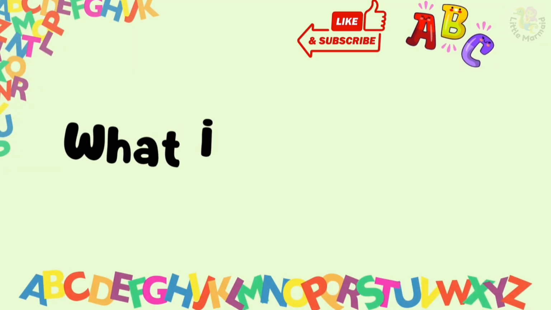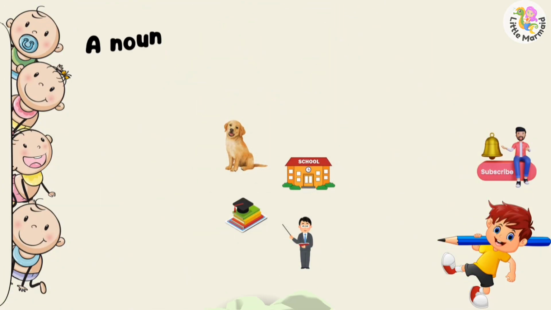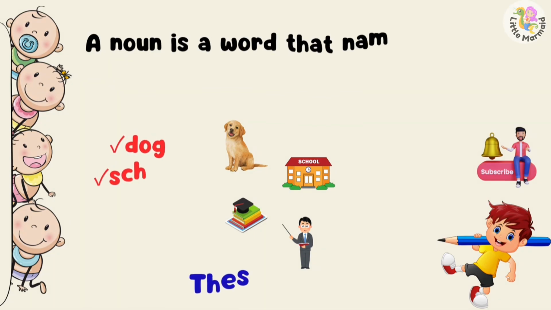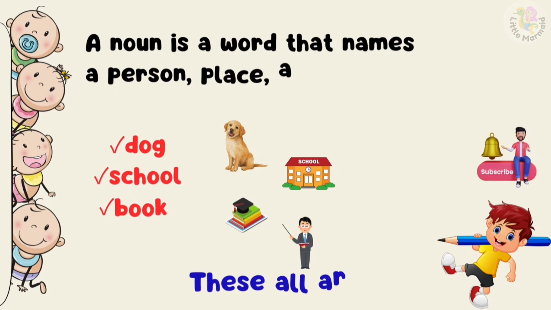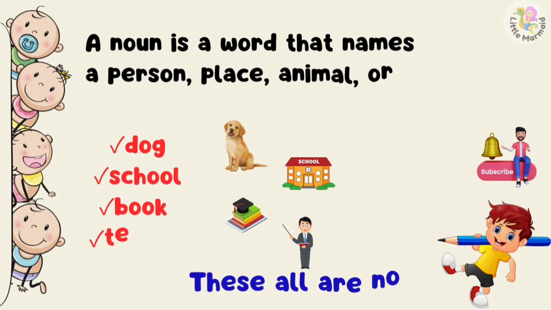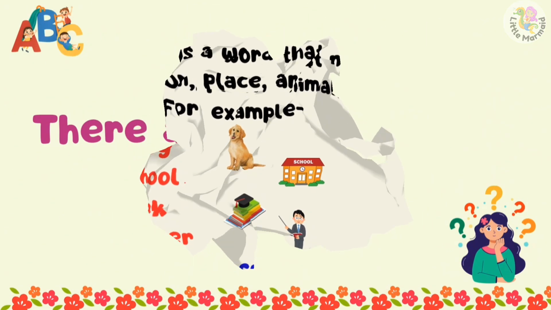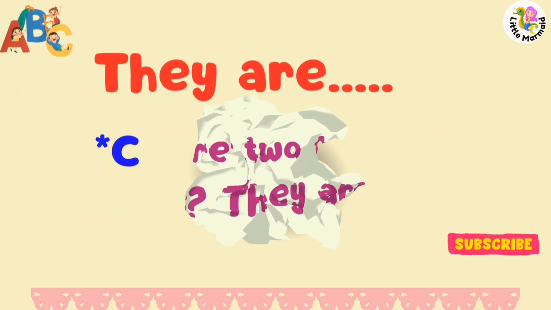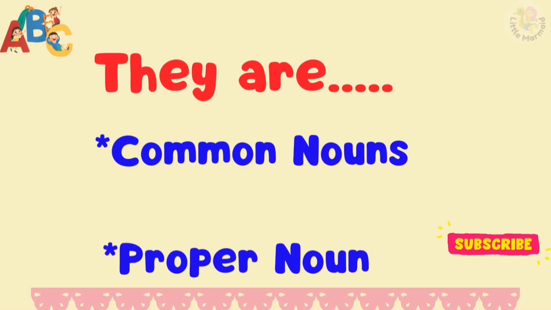First, let's start with noun. Do you know what a noun is? A noun is a word that names a person, place, animal or thing. For example, dog, school, book and teacher. These all are nouns. But did you know there are two types of noun? They are common noun and proper noun.